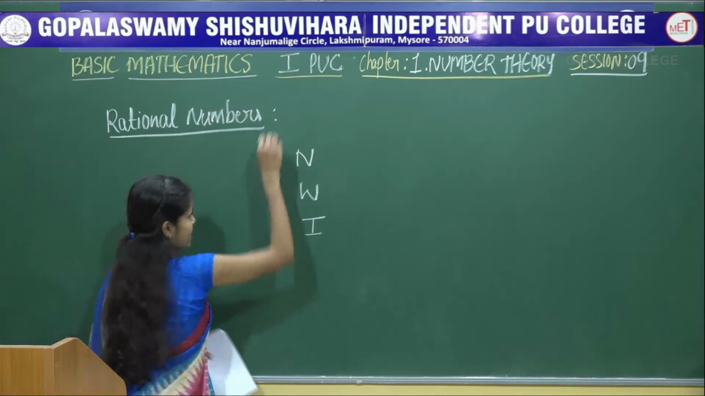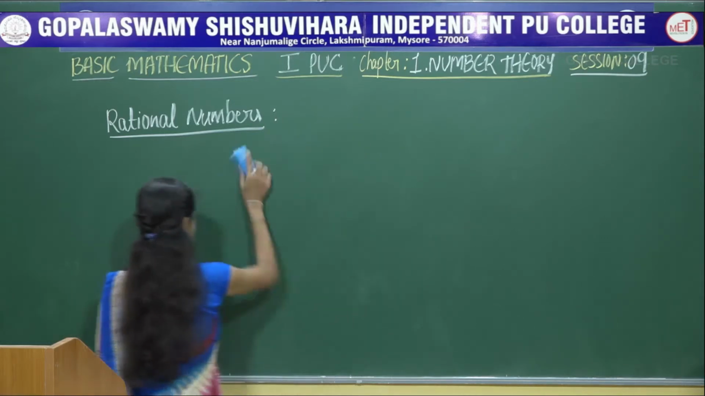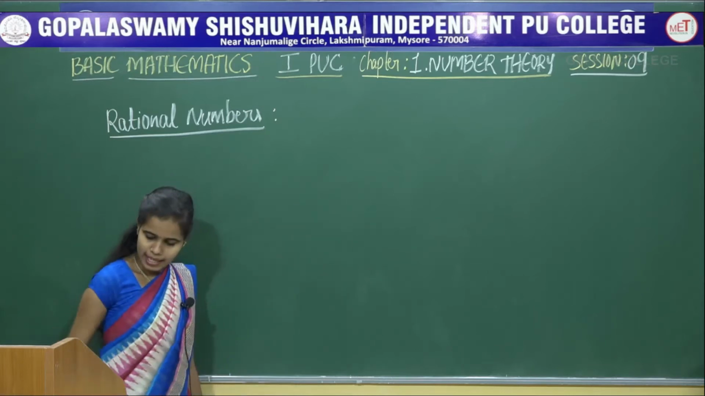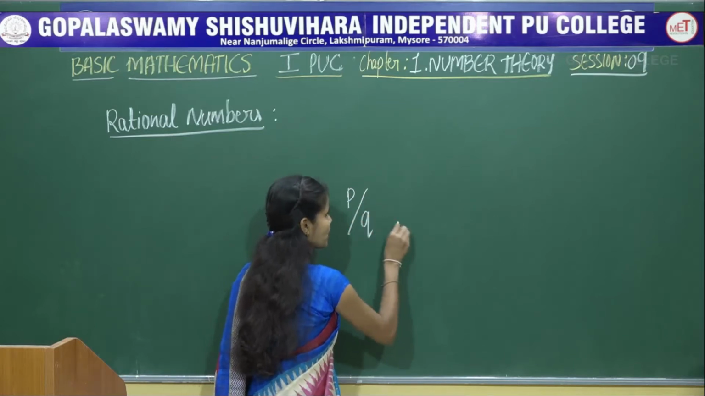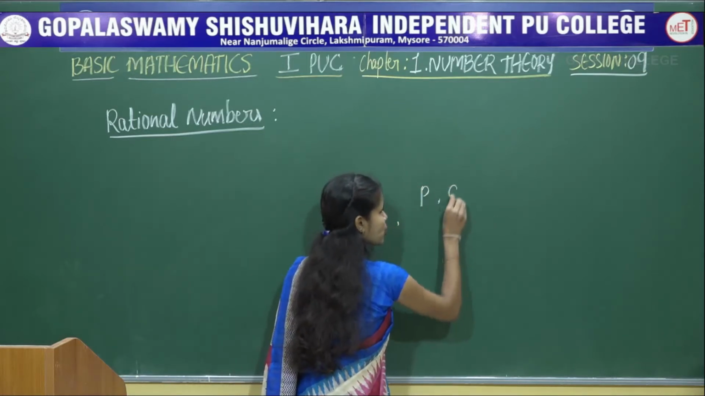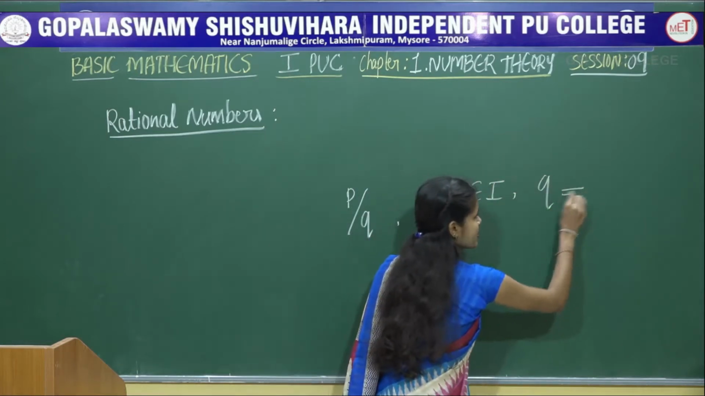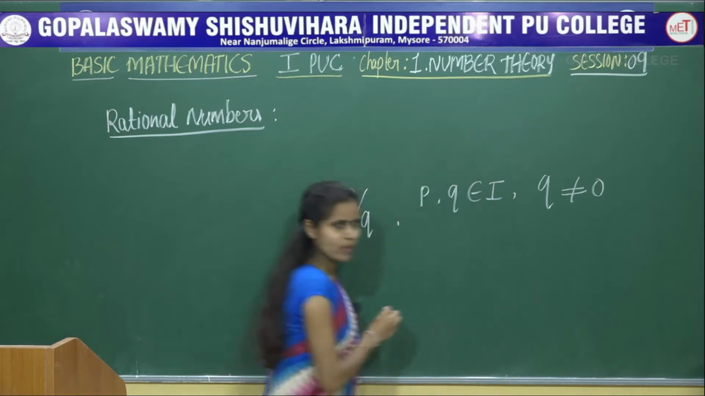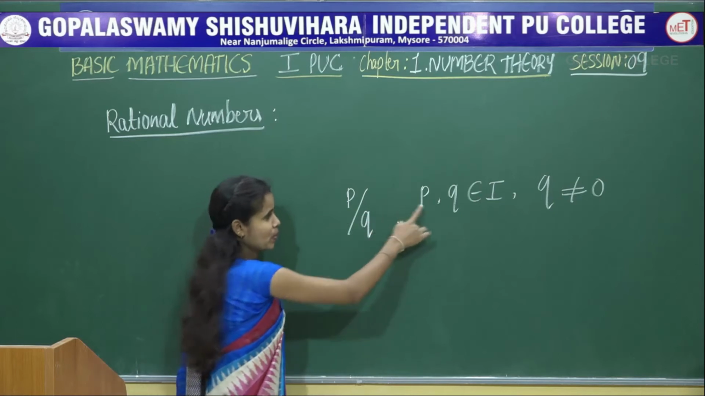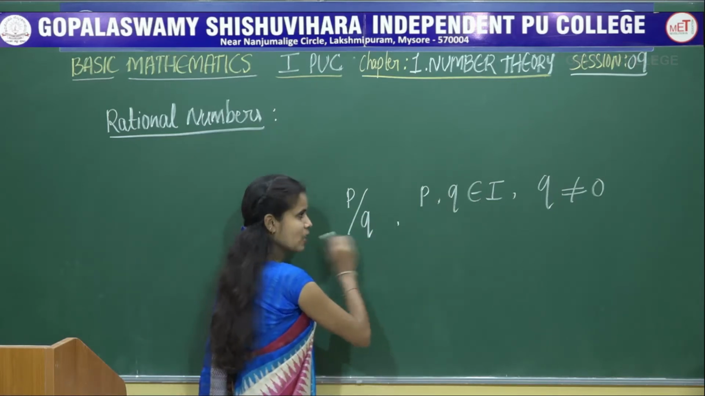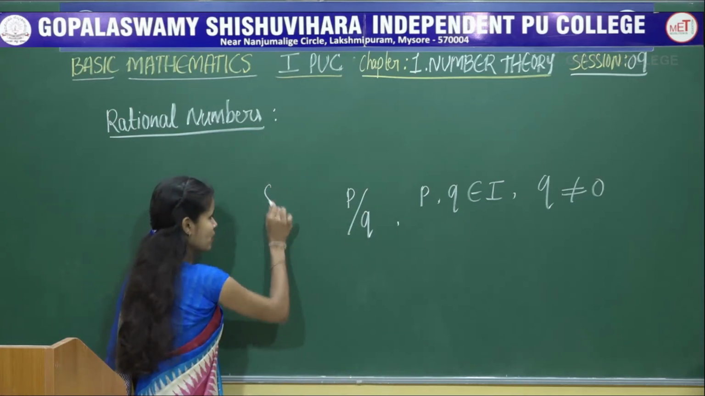Rational numbers are in the form of P by Q. For a number to be a rational number, it must be in the form of P by Q, where P and Q are integers and Q is not equal to 0. The denominator must not be equal to 0. This number system is denoted by Q.